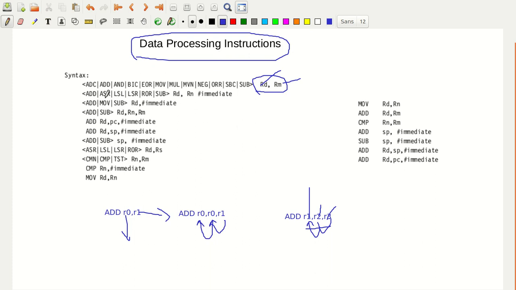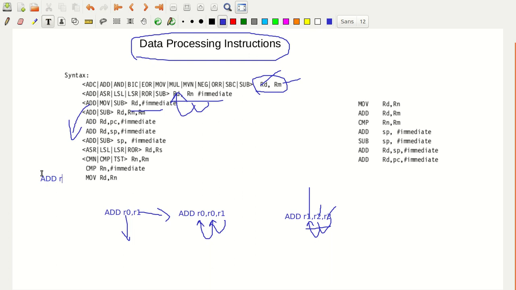This is also the add operation, then arithmetic shift right, logical shift left, logical shift right, rotation, subtraction. Same thing: RD, RN, comma, hash immediate. Here you can see that there are three fields. So RN minus immediate, and the difference is stored in RD. Here again, you can observe there are only two fields, which is what we observed in the last video. So this is similar to what we had.